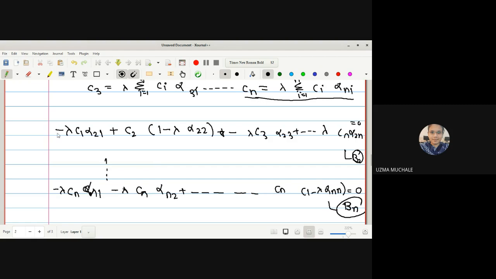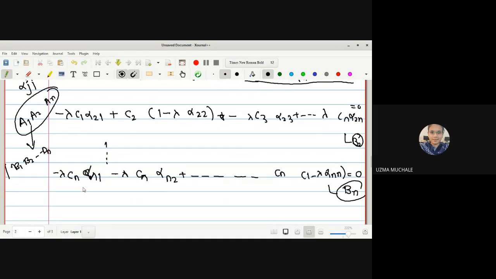So instead of having the equations a1, a2 up to so on an, now we have converted these equations by using the values of constants, that is Ci's and alpha ji. We have renamed these as B1, B2 up to so on Bn. And if you have done it, what we can say, this is our homogeneous equation.